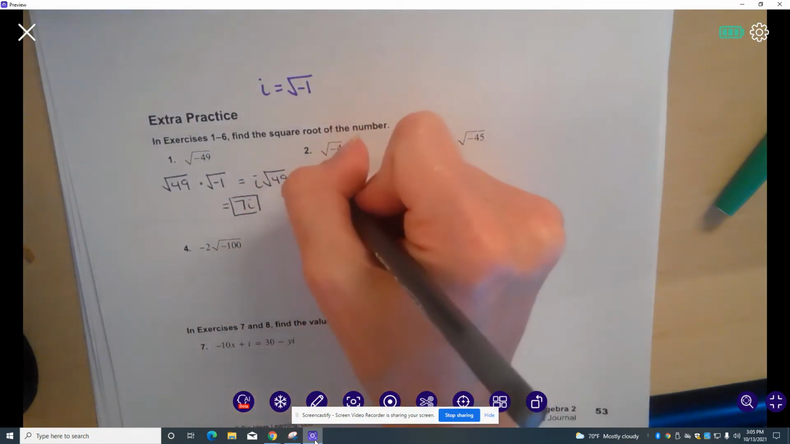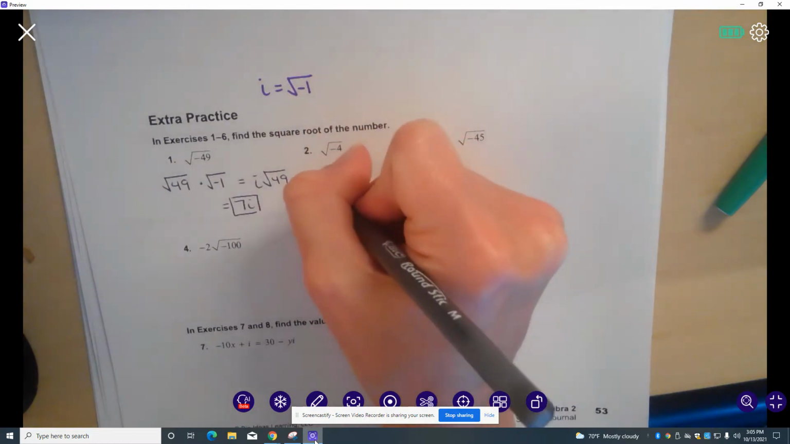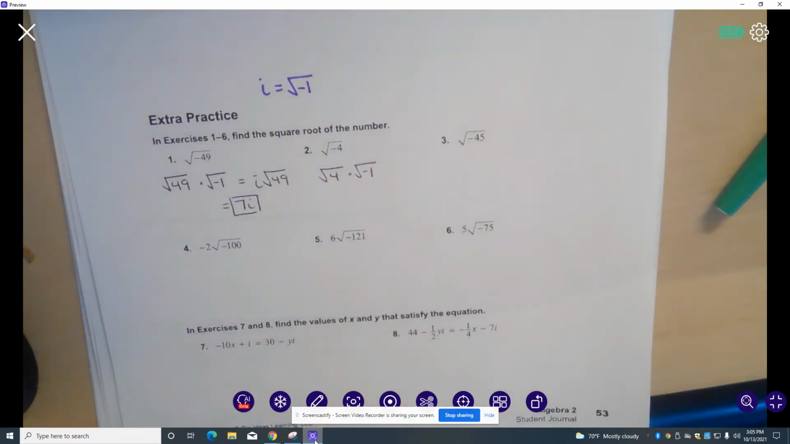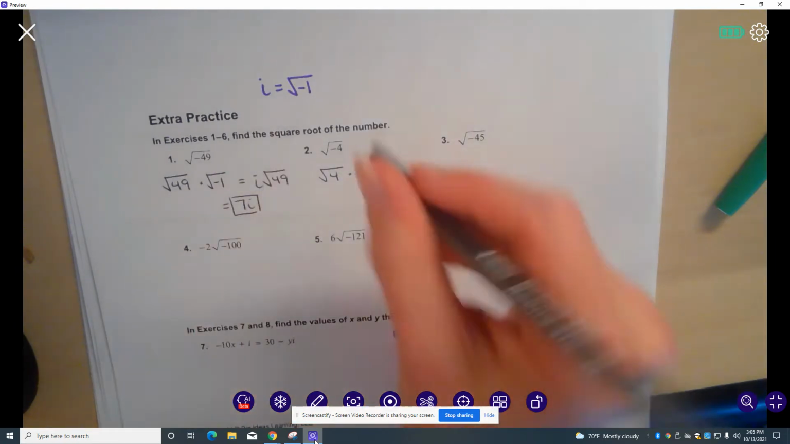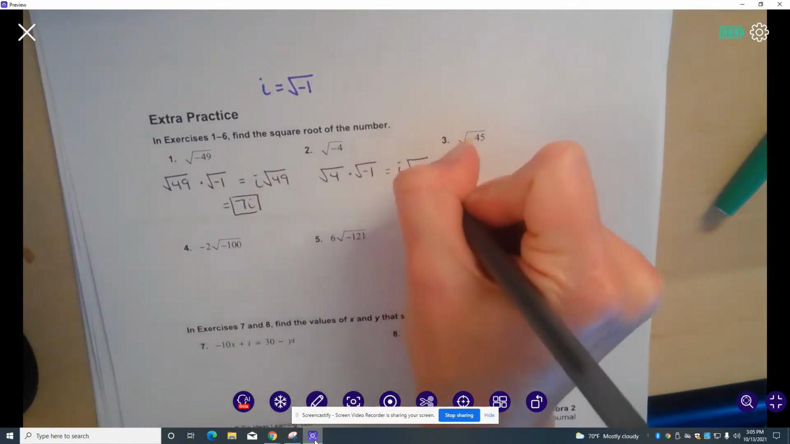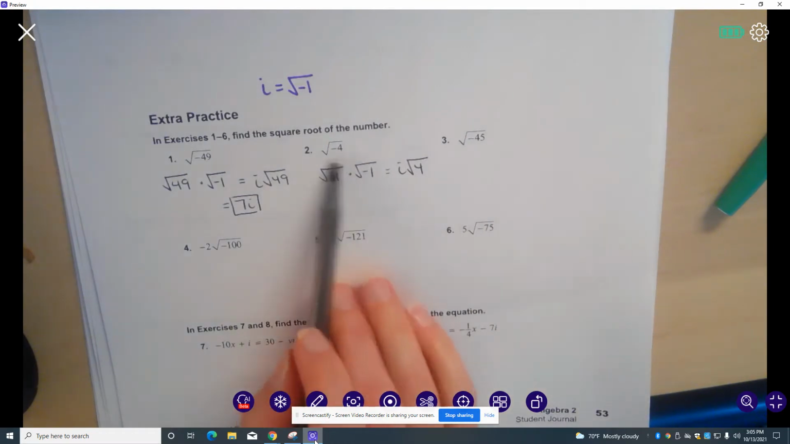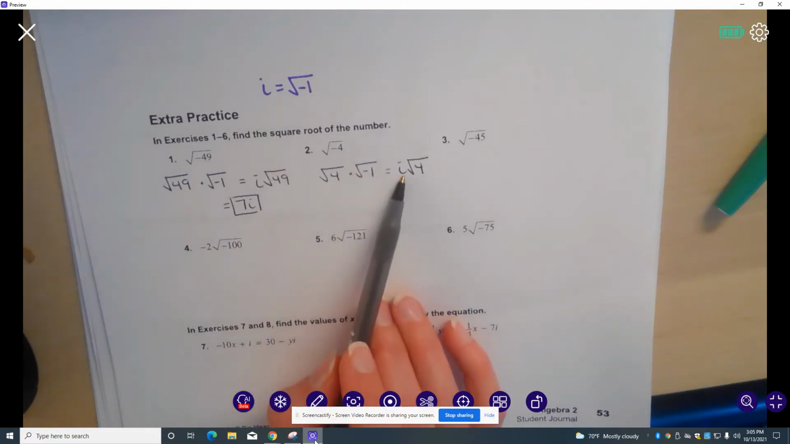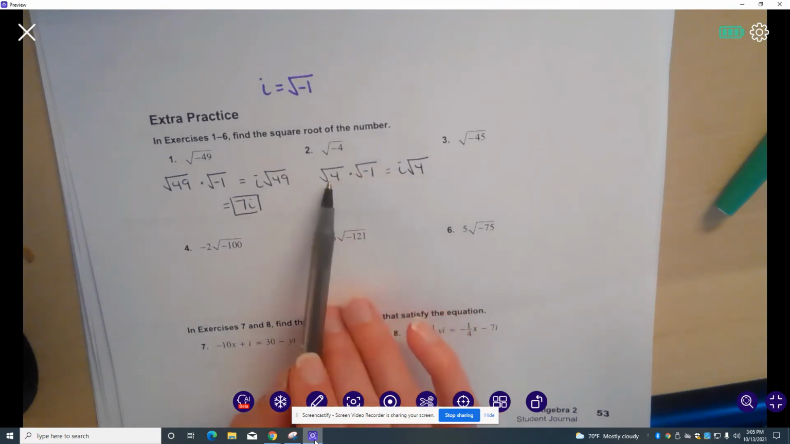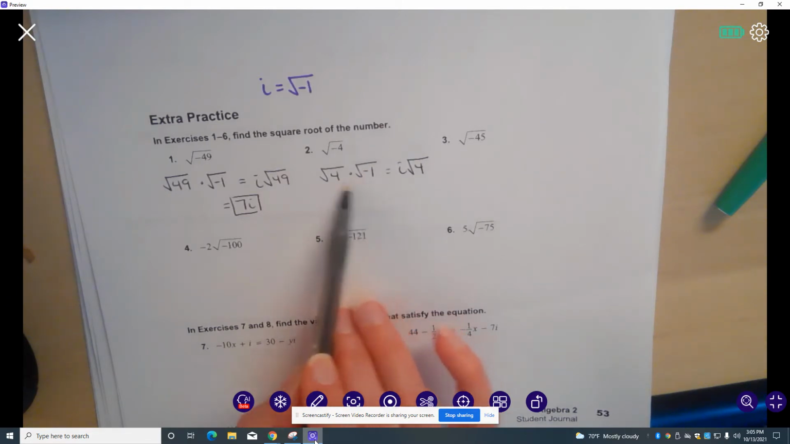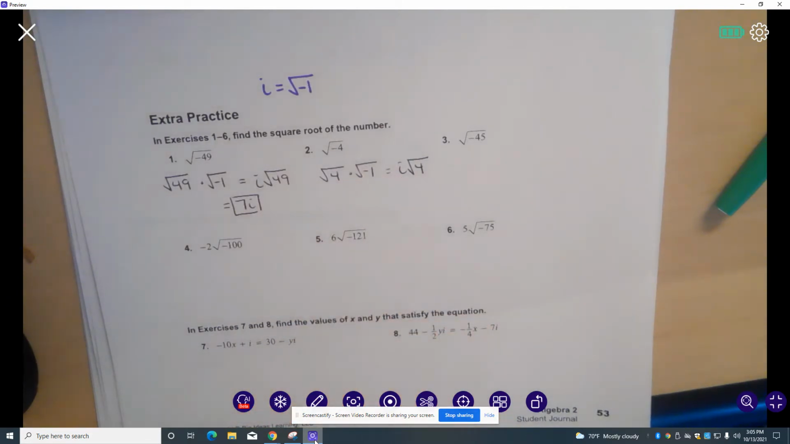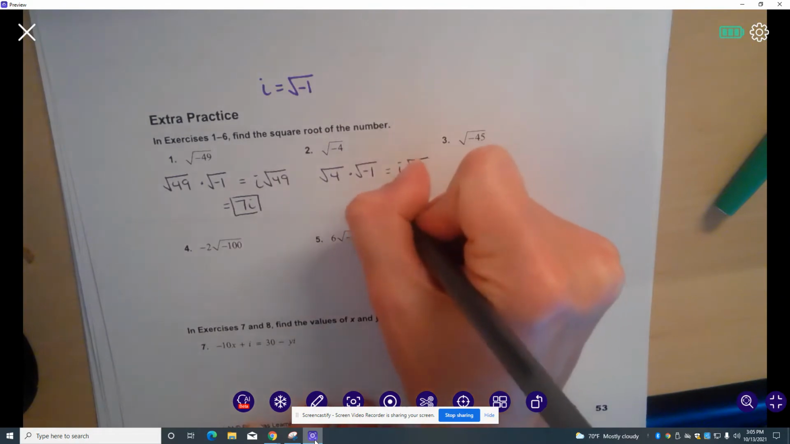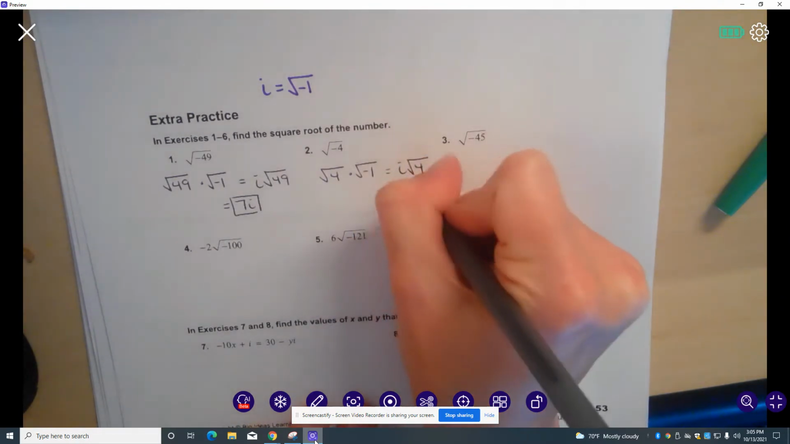All right, and number 2, the first thing I'm going to do is rewrite this as the square root of +4 times the square root of -1. And again, the square root of -1 is i, so I'm going to rewrite this as i times the square root of 4. Eventually, you can start to skip this step and just go ahead to putting i in front right away. But this is an important step to understand what's going on. We're rewriting it like this and then putting i out in front. The square root of 4 is 2. So my final answer is 2i.